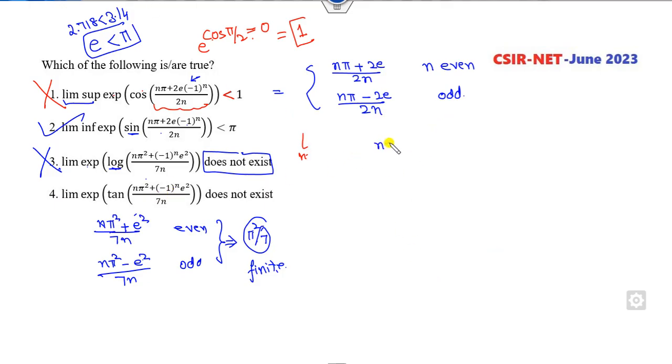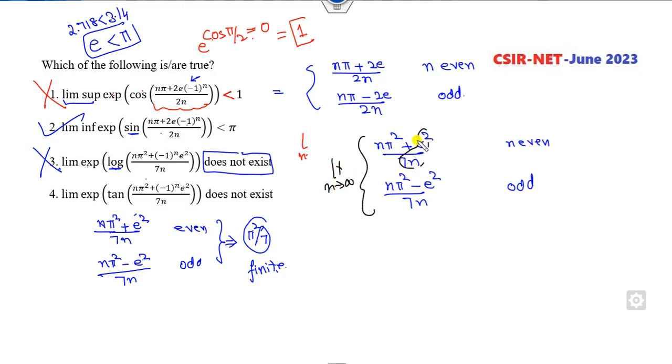Again I can take the two cases: a plus e square over 7n, and n pi square minus this when n is odd. So what is that? If you take the limit as n approaches infinity, this value becomes 0, and in this case n will be cancelled out, giving pi square over 7, and this is also pi square over 7. So tan of pi square over 7 is my finite answer. So he said the limit does not exist is the wrong answer.